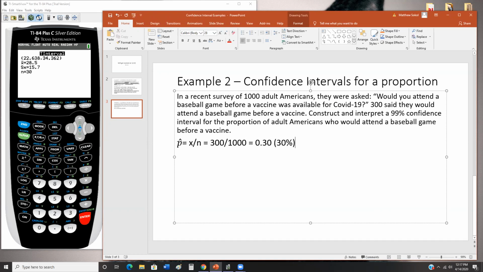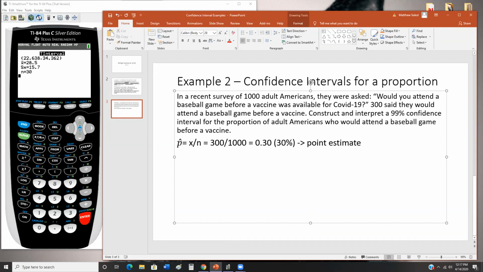Do you think it is exactly 30% of adults who will attend a baseball game before a vaccine comes out? No, because it's not only possible. 1,000 individuals. Yeah, it's already 1,000. So this is that point estimate again.